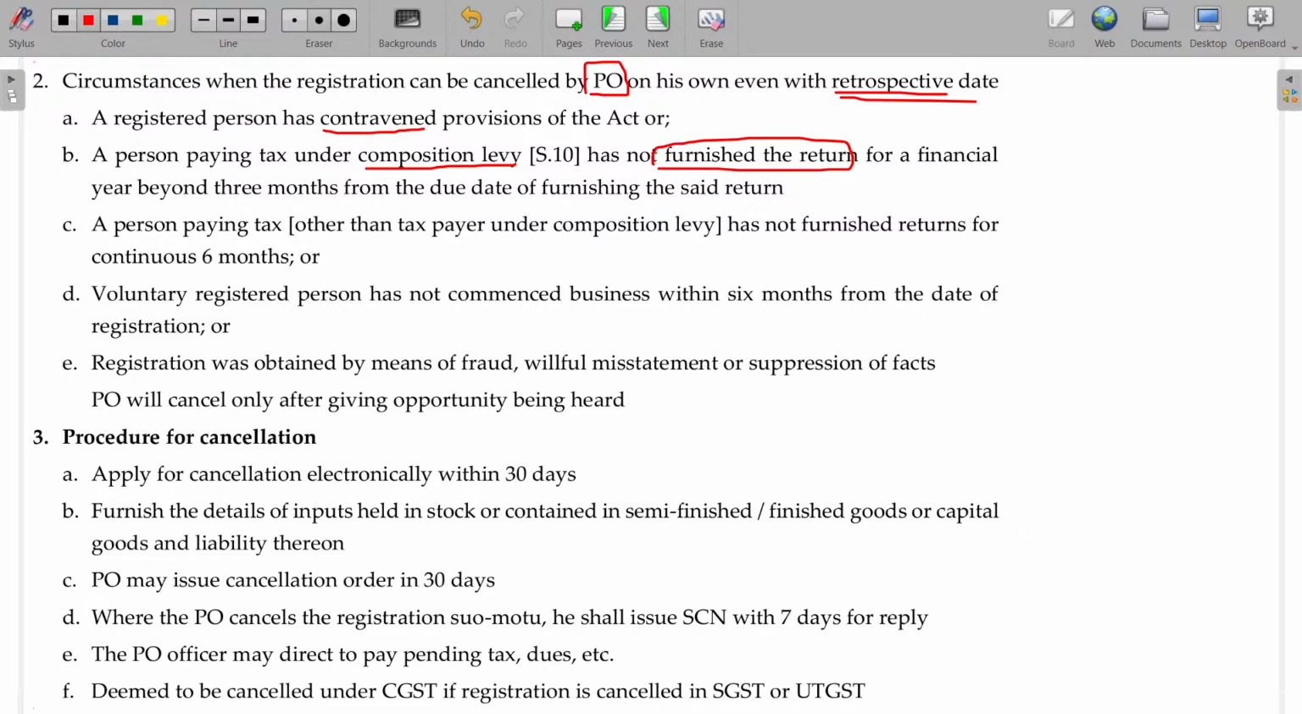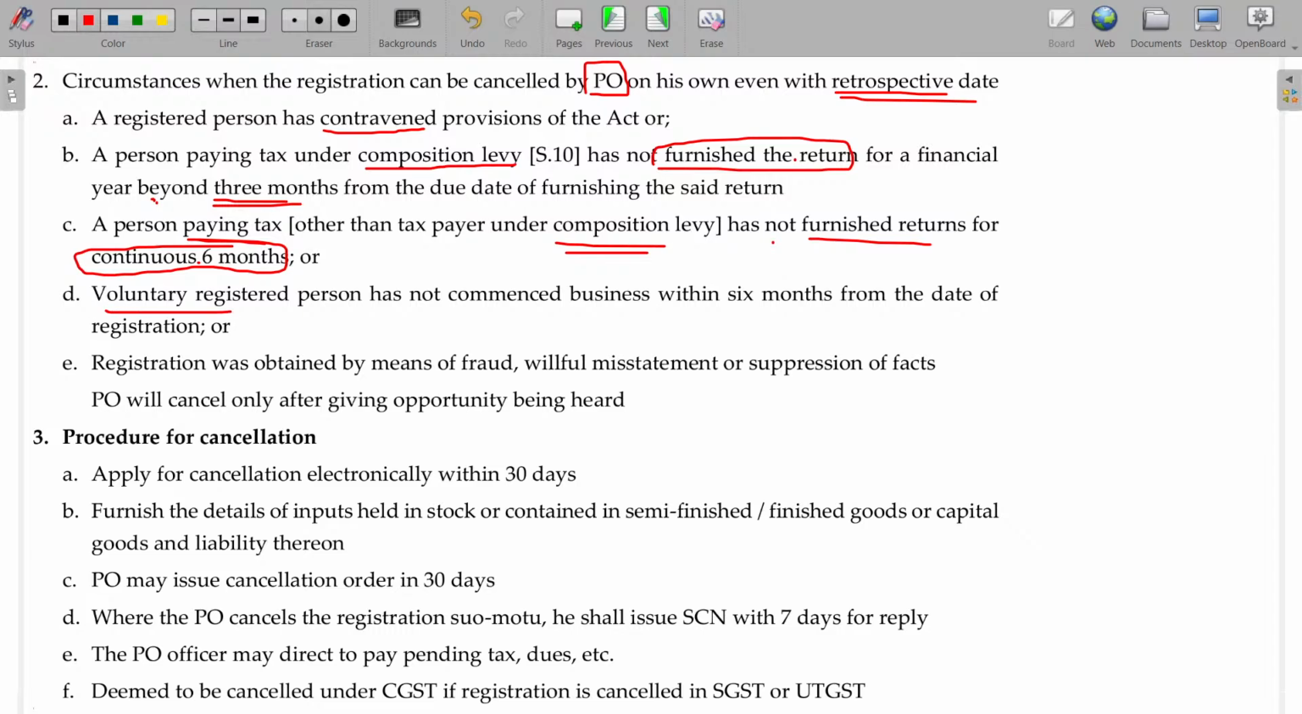If the return is filed beyond 3 months from the due date of furnishing the said return, then automatically your registration may be cancelled by the proper officer. Also, a person paying tax who has not furnished returns for continuous 6 months. In the case of a non-composition taxpayer, the monthly return not filed for 6 months can also lead to cancellation.